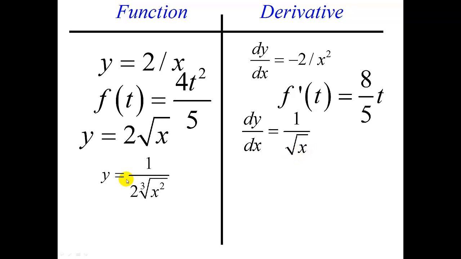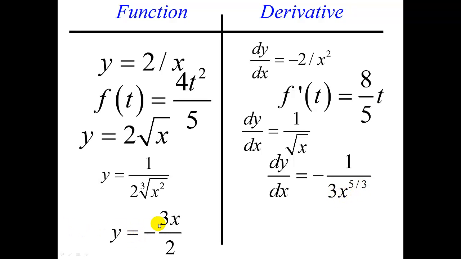If y equals 1 over 2 x to the 2/3, we can split out that 1/2 using the constant multiple rule. So the derivative of this is going to be 1/2 times the derivative of x to the minus 2/3. When we combine that all, we get negative 1 over 3 x to the 5/3. You have to do some simplifying there.